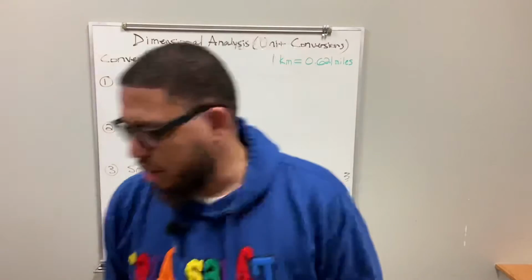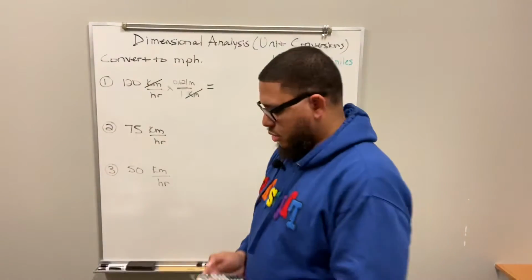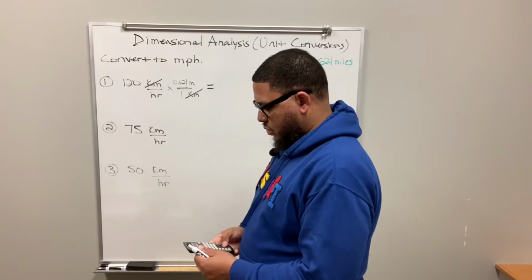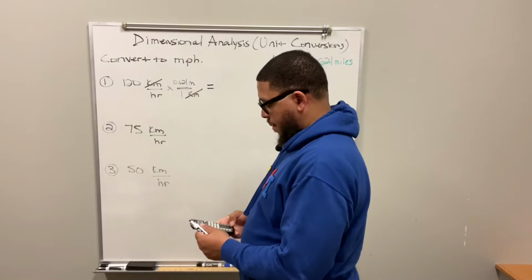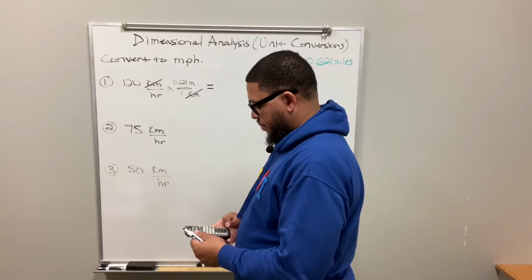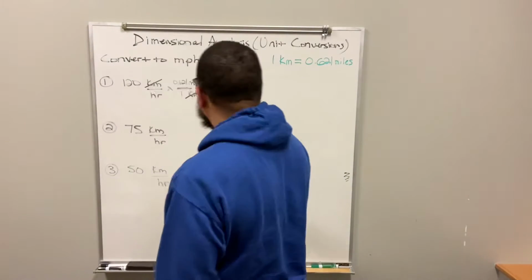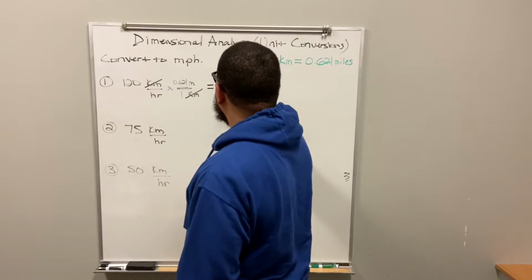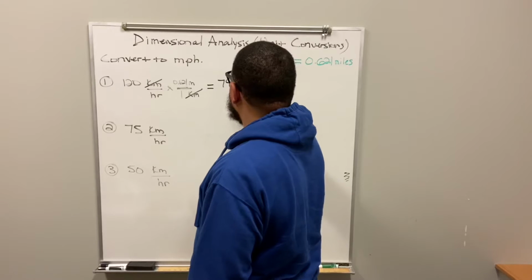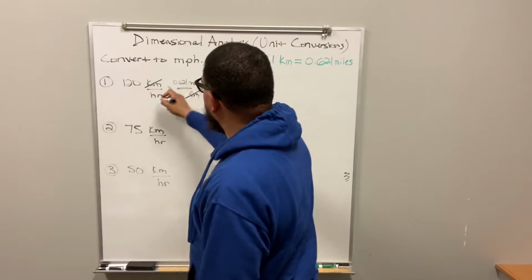So I'm going to grab my calculator and do that calculation real fast. 120 times 0.621 equals 74.52. So I got 74.52 miles per hour.